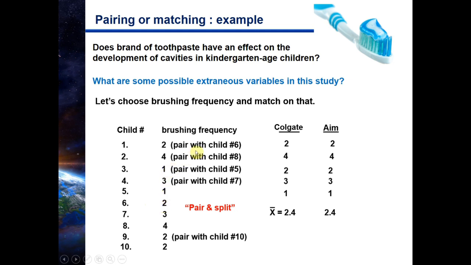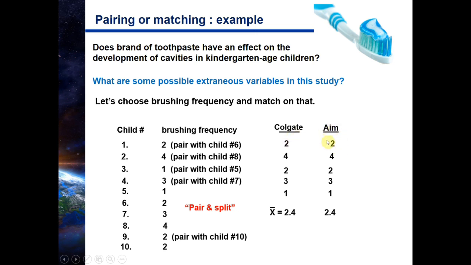So what you're going to do is pair child number 1 with child number 6 because they both brush twice a day. So you see how they are, in this case, identical on the extraneous variable. They're not just close, they're identical. Okay, so once you've paired them, then you randomly assign one to the Colgate group and one to the AIM group. Oh, I said Crest before. Oops, it's AIM.